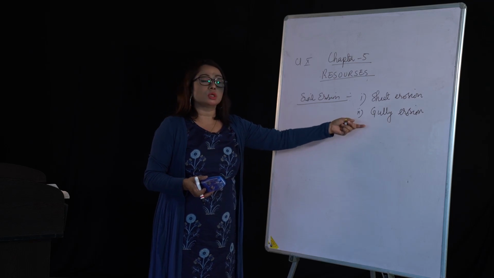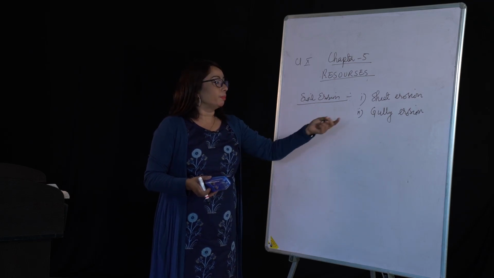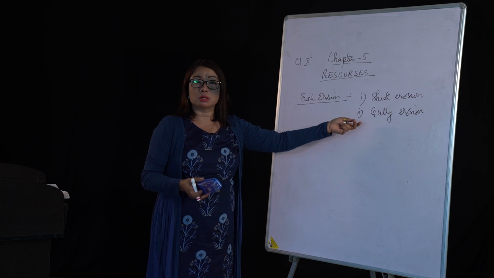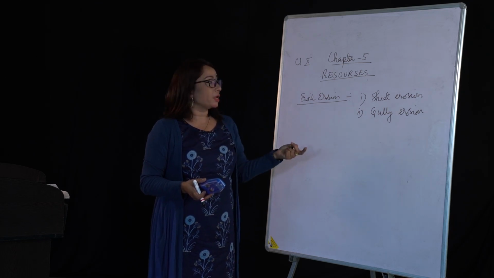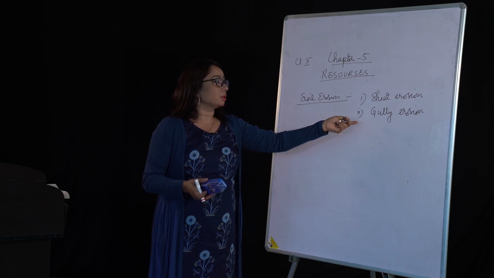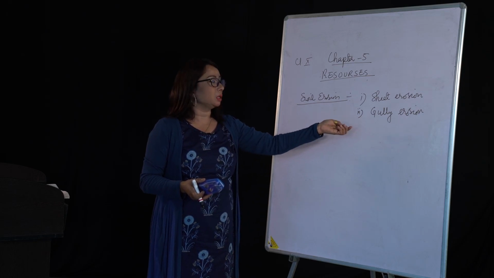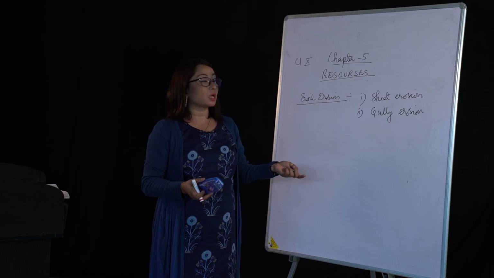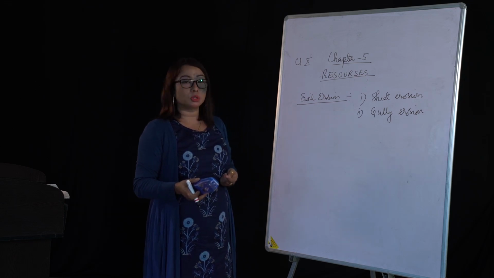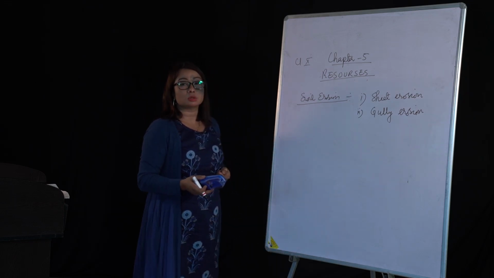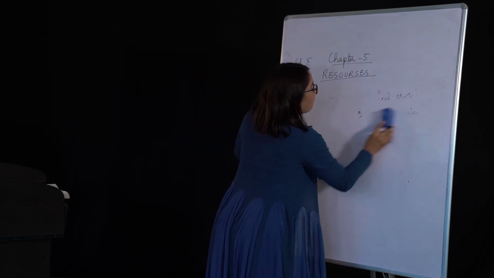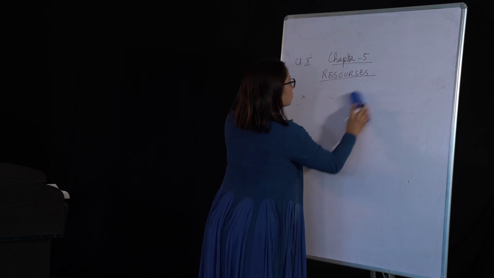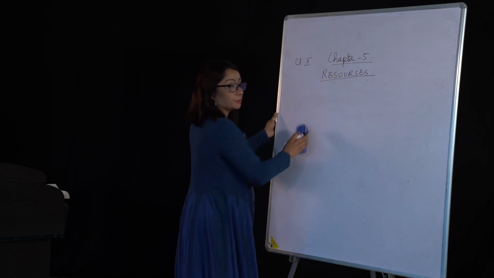Now it leads to the development of badlands and ravines. The Chambal Valley in Madhya Pradesh is the result of gully erosion. Up to this much we did last class. So today's class I begin with factors that cause soil erosion.